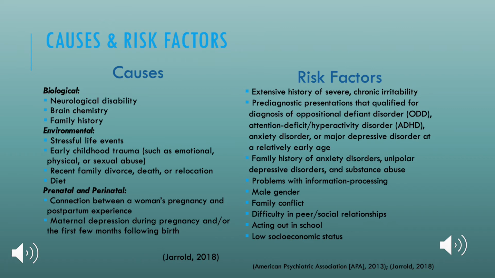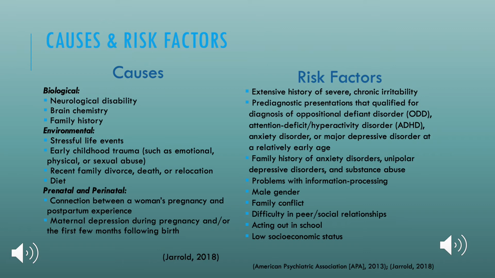Risk factors that may present itself and may predispose a child to develop DMDD include extensive history of severe chronic irritability, pre-diagnostic presentation that qualified for diagnosis of ODD, ADHD, anxiety disorder, or major depressive disorder at a relatively early age, family history of anxiety disorders, unipolar depressive disorders, and substance abuse disorders, problems with information processing, being a male, family conflict, difficulty in peer or social interactions, acting out or behavioral issues in school, and low socioeconomic status.